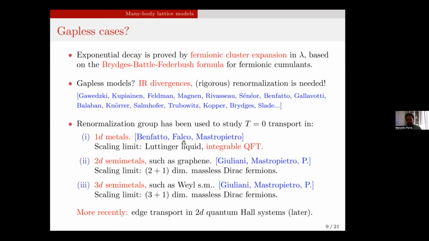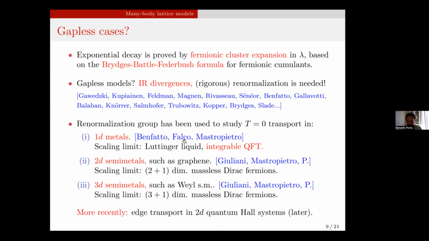So let's say the Laplacian in 1D with a short-range many-body interaction. So, one-dimensional metals. And this is thanks to the work of Benfatto, Falco, Mastropietro. They've been able to use the renormalization group to compute response functions, and one important observation about this class of models is that their scaling limit is well described by the integrable field theory, which is called the Luttinger liquid. So this emergent integrability structure at large distances plays an important role in this analysis.